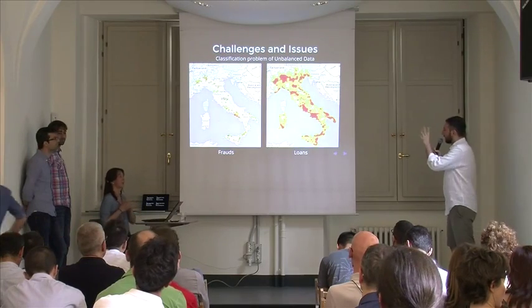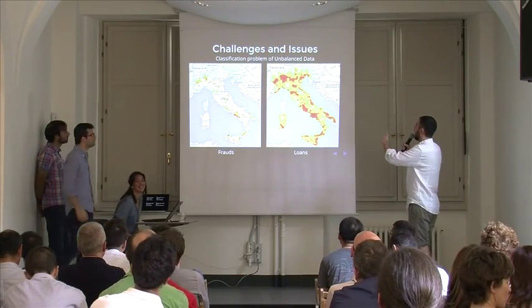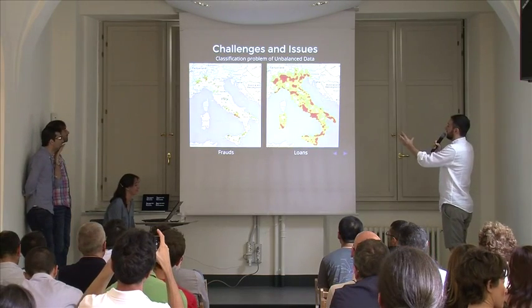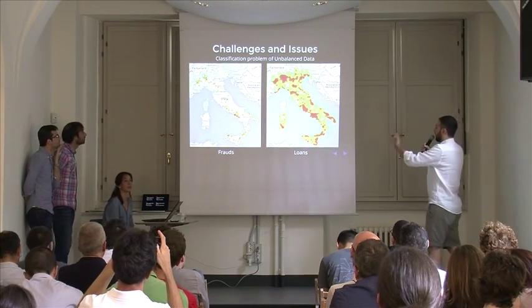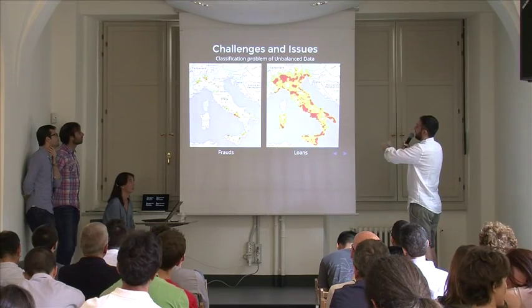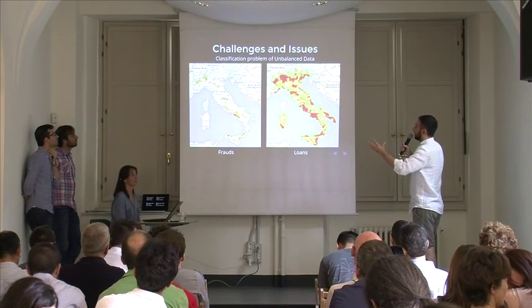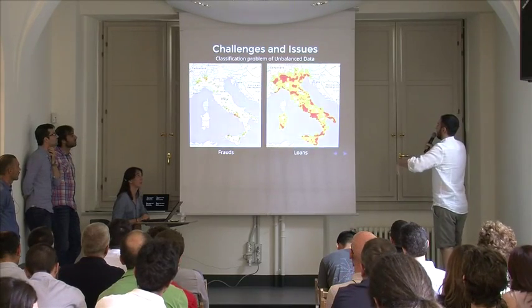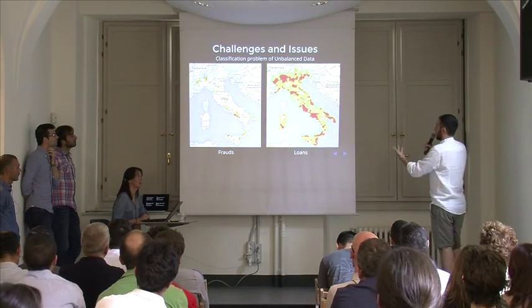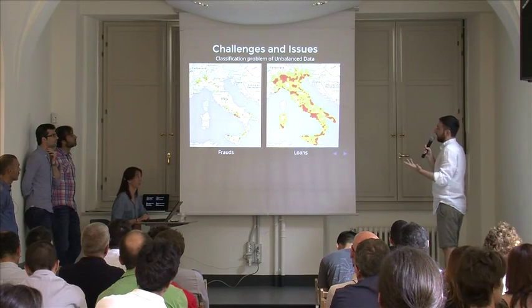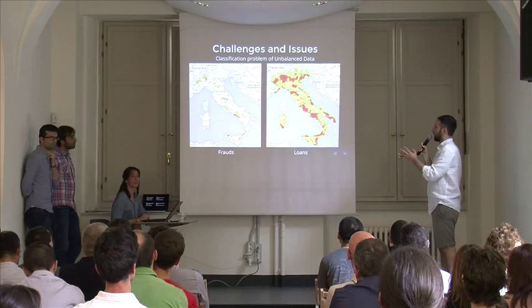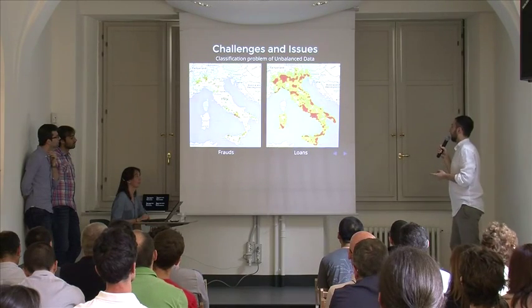Okay, finally a visualization of something. Okay, so now we can see that our data set is unbalanced. I mean, on the left side, you can see the frauds distributed across the country, and on the right side, you can see instead the loans distributed across the country. So there is no proportion, and so this is a classical problem in the classification of binary variables.